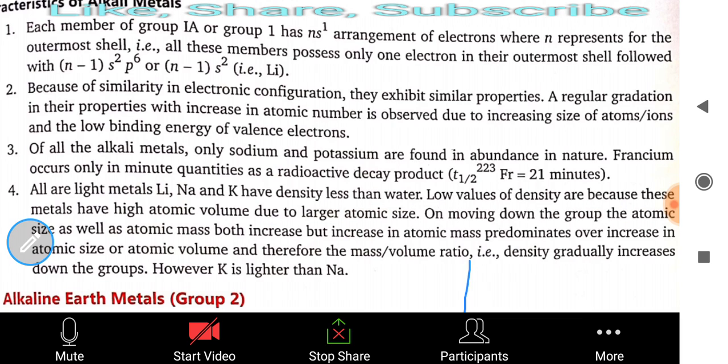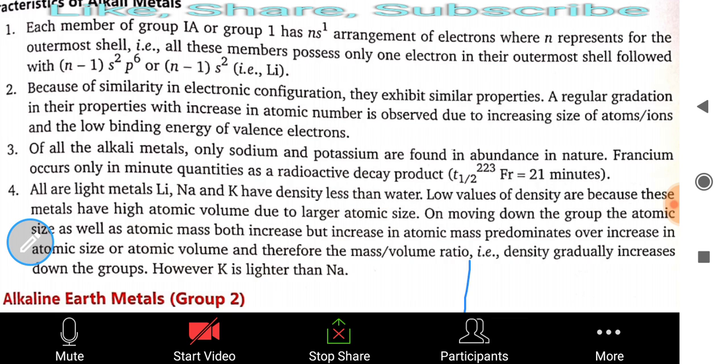Okay, so what it wants to say is that there is a regular gradation in their properties. After increasing their atomic number, suppose lithium has 3, then sodium has 11, potassium has 19, and so on. So their properties also increase, because their atomic size is also increasing, and their binding energy with the valence electron also begins to get lower.